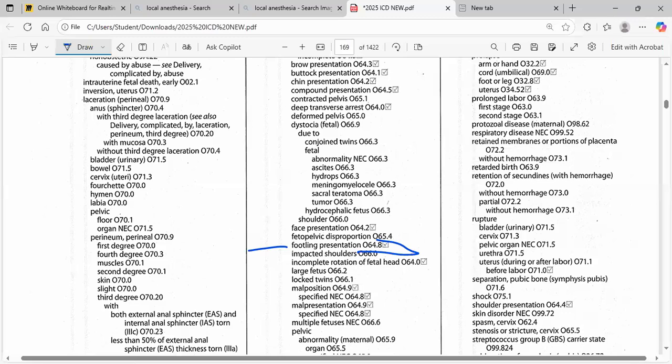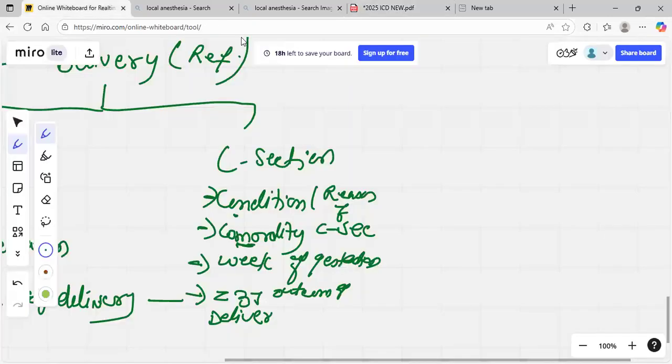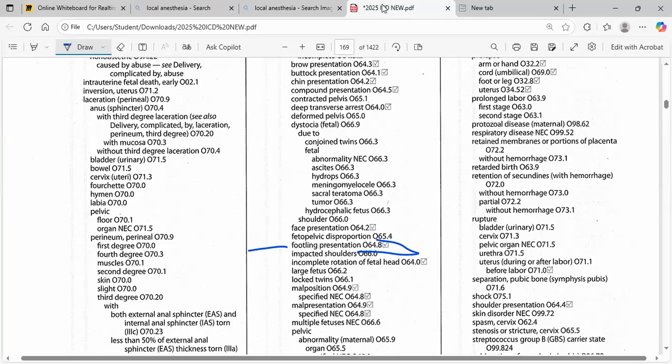You have to make sure that when you are going to quote a delivery charge, for the conditions occurring during the delivery, you have to refer to delivery in the index. So your first code should be O64.8. Then you have to complete.